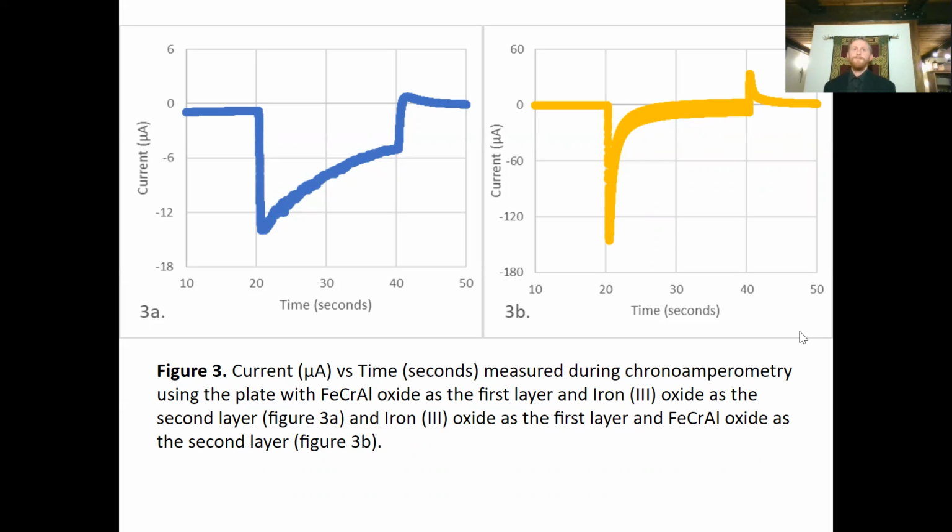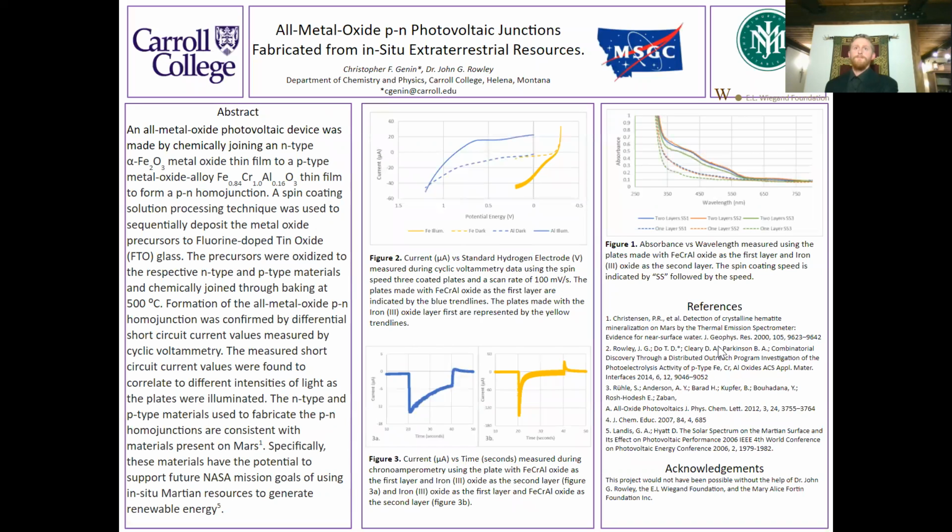In conclusion, the short circuit current values measured in solution provide strong support for the successful fabrication of a photovoltaic semiconductor p-n-type homojunction using all metal oxides as p and n-type materials. Future directions of this study should entail applying thinner metal layers to the plates so that a functioning, fully solid-state circuit can be made.